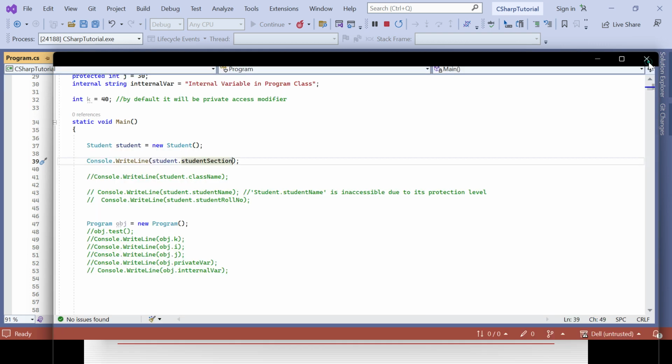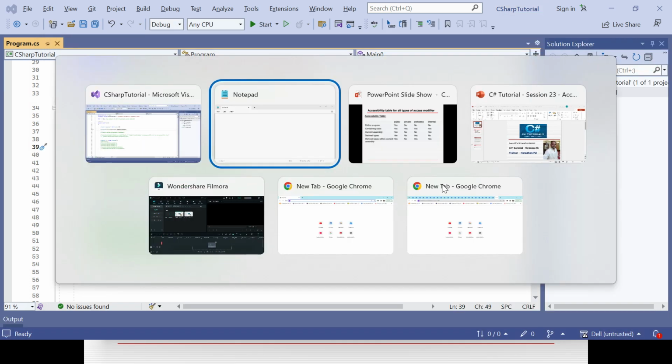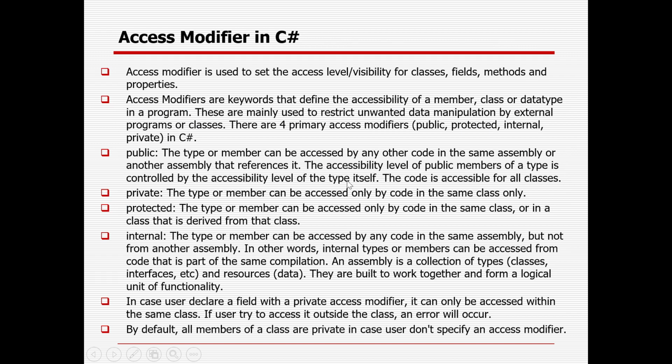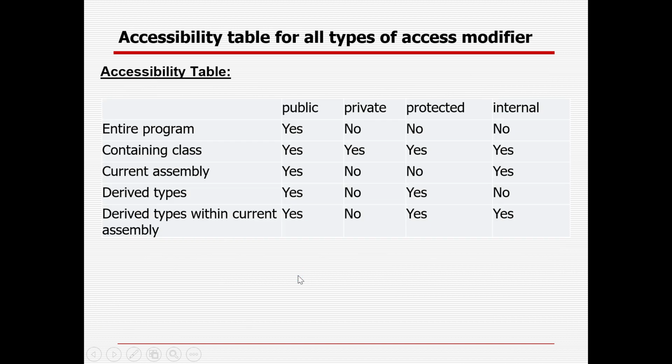So public and internal variables, though they are in a different class, you can access them. You could see containing class and current assembly. You can access it in the current assembly. So what is an assembly? An assembly is a collection of types. It can be classes, interfaces and resources. That is the reason you are able to access the internal and public in the containing class as well as in the current assembly, but it is not working for the private or the protected. So protected still can be accessible in the derived class.